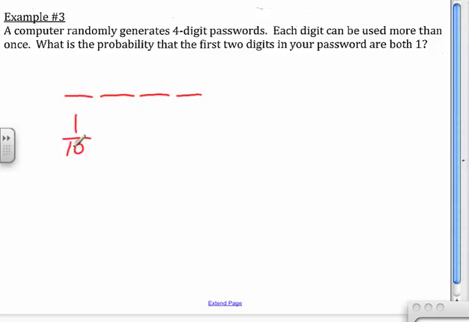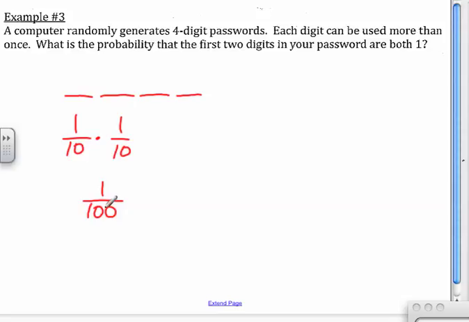1 out of 10. Now, if you look at your notes, the probability of 2 events happening is the probability of 1 event times the probability of the next event. What's the probability of me choosing a 1 in the second slot? 1 out of 10. So what's the probability of both of these things happening? 1 out of 100. Exactly. There is a 1% chance that the first 2 digits are going to be 1s.